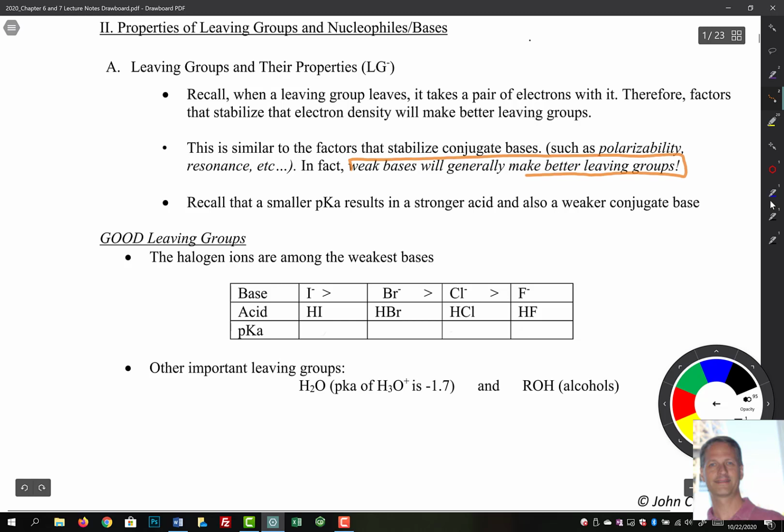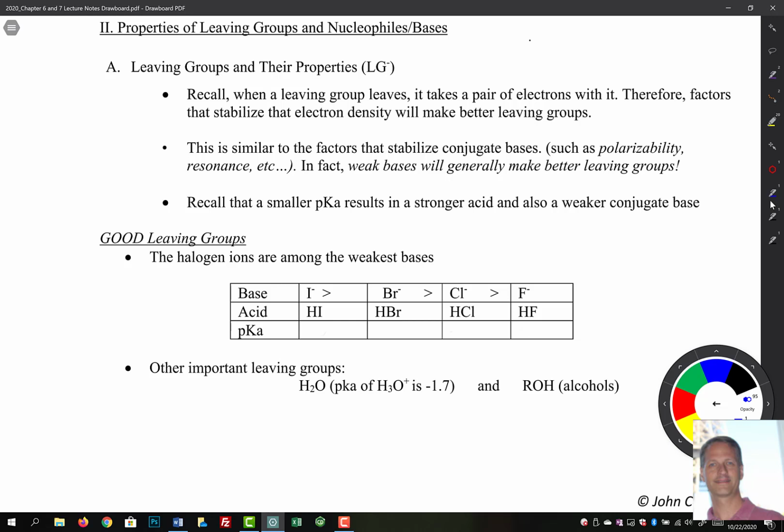Now, a little review as to how we look at the strength of an acid. Remember, we talked about pKa's. A smaller pKa means that we have a stronger acid. A stronger acid results in a weaker conjugate base. So if we look down here below, let's just summarize. Of course, there's more than this, but these are the general ones that you're going to see.